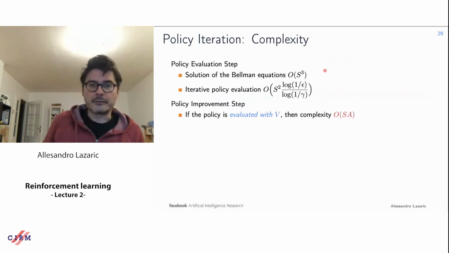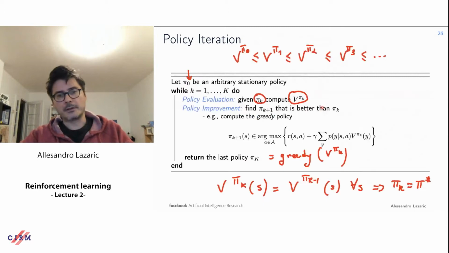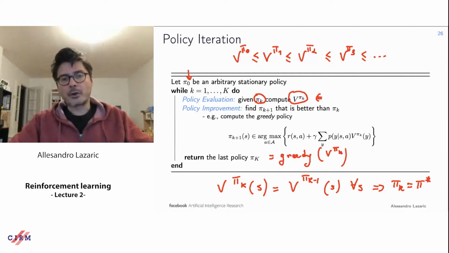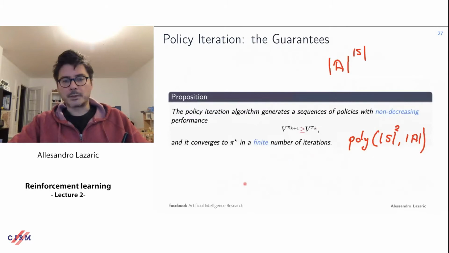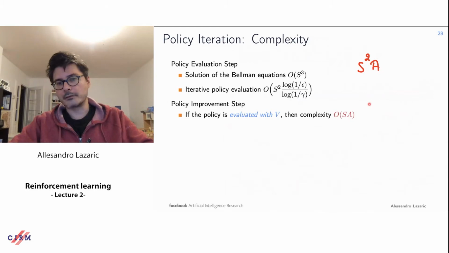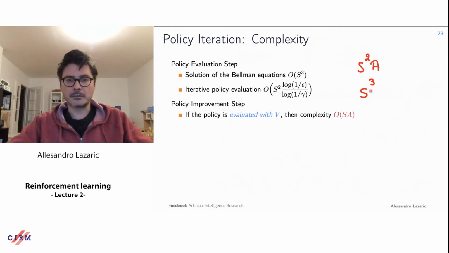Now, what are the bad news about this? Well, it's on the complexity. If you look at this step here, we have to compute the value function. And the computation of the value function, if you remember, is solving that linear system of equations that we mentioned before, which requires inverting this matrix, and this might take up to S cubed. Previously, the complexity of value iteration was S squared A per iteration. Now we have a complexity which is S cubed, which might again not be very desirable. On the other hand, the policy improvement step is relatively cheaper because it's just an order of SA.